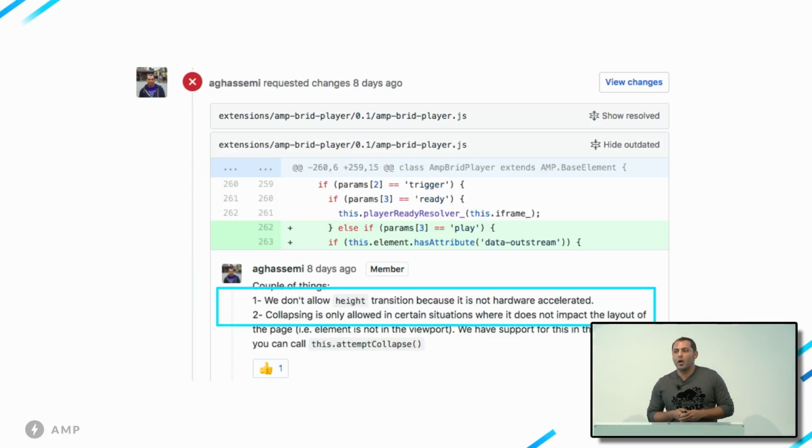These principles also come up a lot during code reviews and design reviews. So knowing them ahead of time will help you iterate faster with the code reviewers and get your feature landed faster.